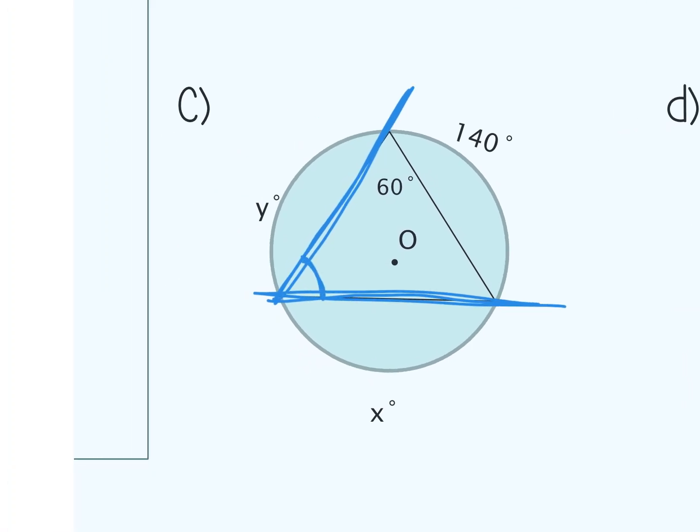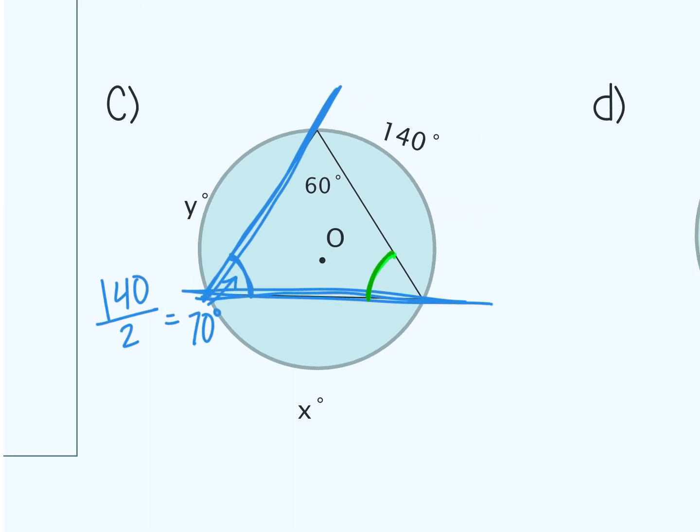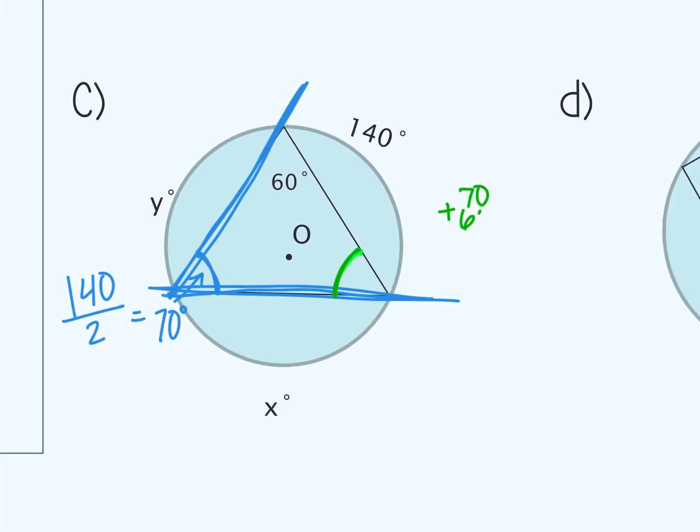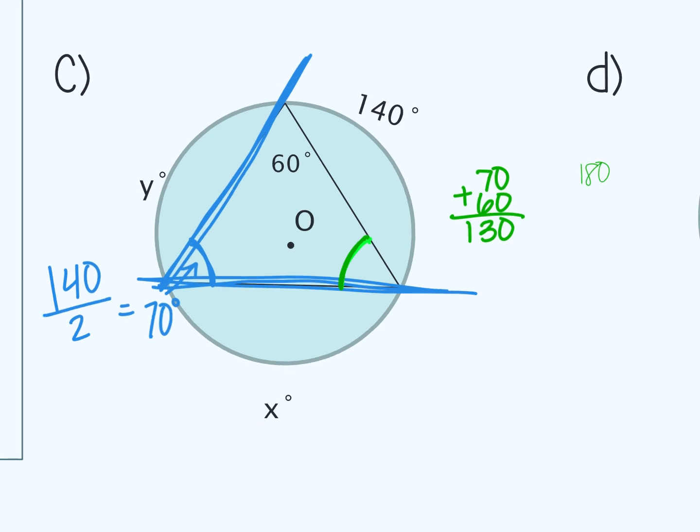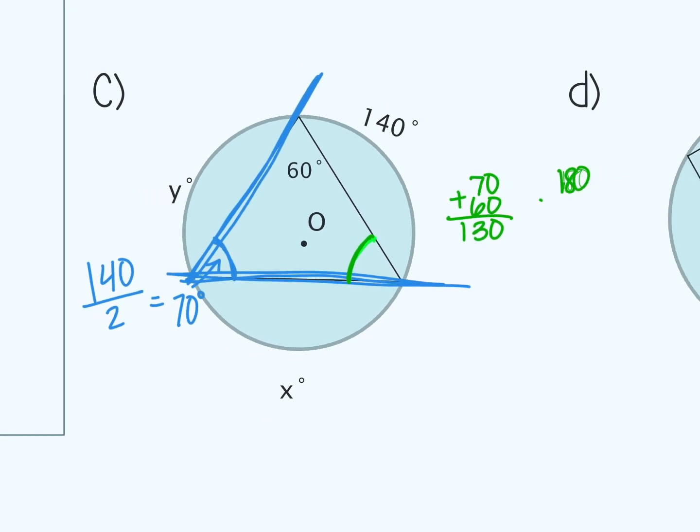How would I find this angle measurement? 140 divided by 2. What would I get? 70. Okay, good. This is 70 degrees. Now, what's the measurement of this angle in green? How would I find that? Add what together? 70 plus 60 is what? And then what do I have to do with that 130? Good. 180 minus 130, what would I get?